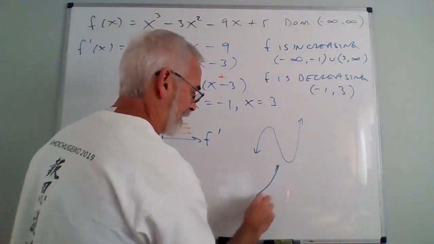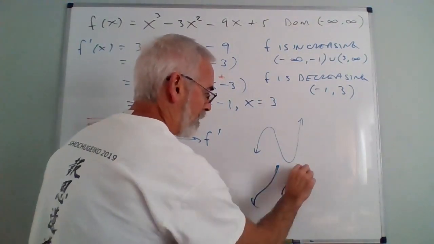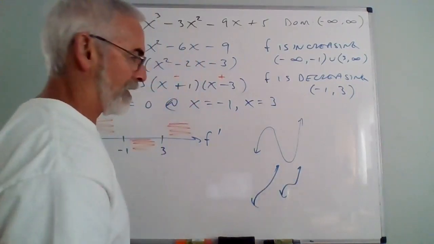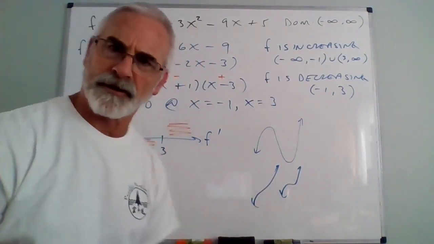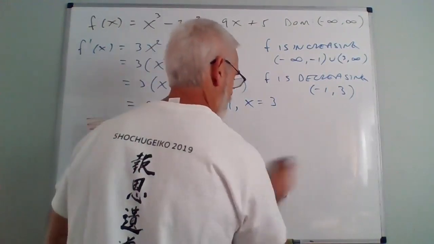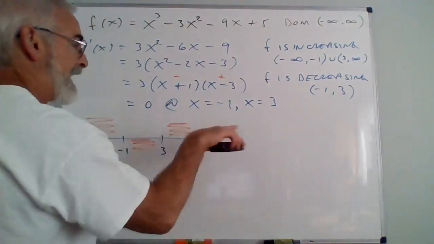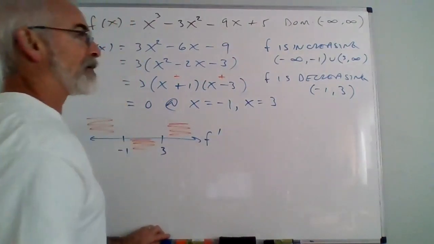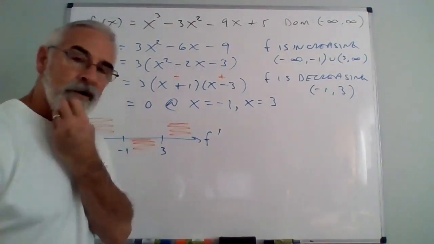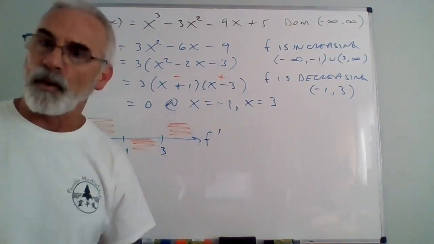Y equal X cubed looks like this, or it can flatten out. Yeah, cubics don't have to turn around. This one just happens to. Now, Y equal X cubed, we know what that looks like. That doesn't turn around. So now the last thing, and probably the most important part, I'd like to know, where's there a maximum? Where's there a minimum?